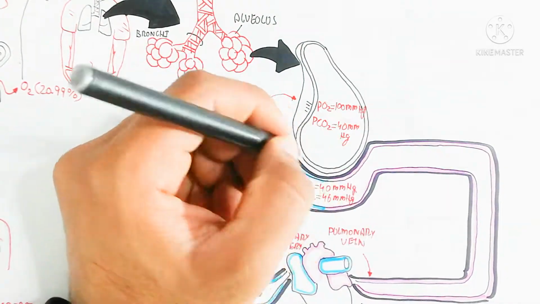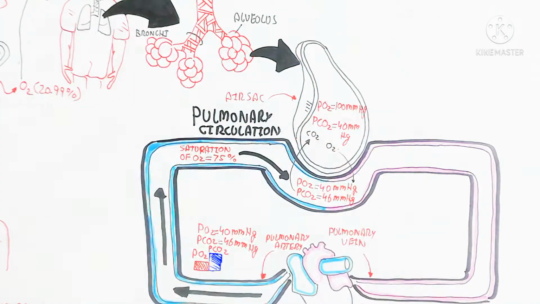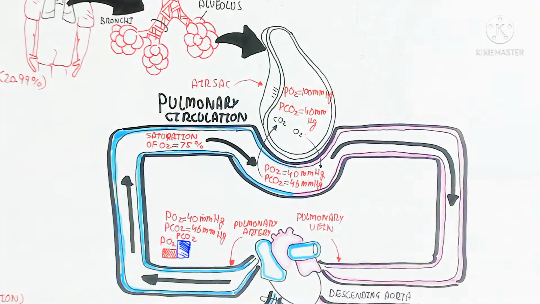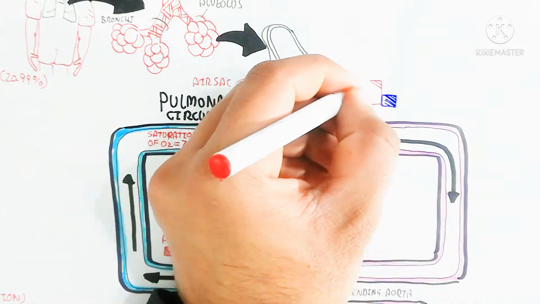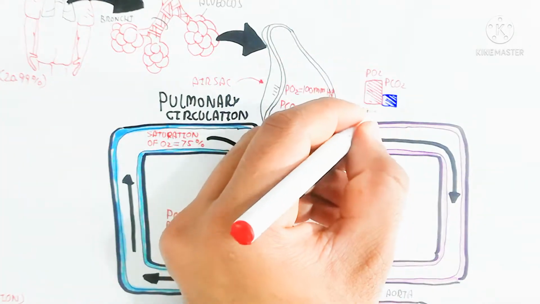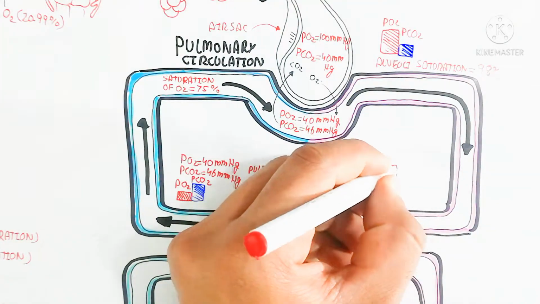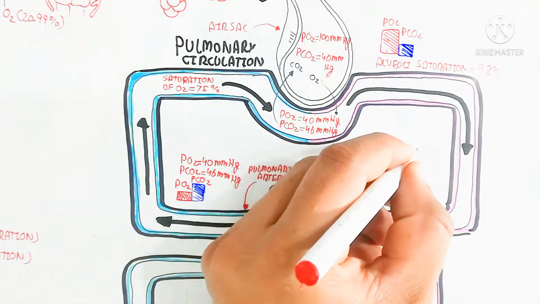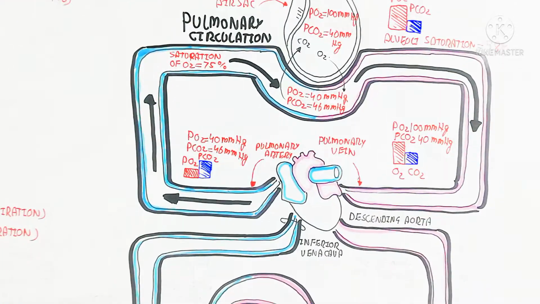So the carbon dioxide will move into the air sac, where the partial pressure is lower, while oxygen will move into the blood circulatory system. After this movement, the saturation is 98%, with carbon dioxide at 40 millimeters of mercury partial pressure and oxygen at 100 millimeters of mercury. So the level of oxygen will again increase.